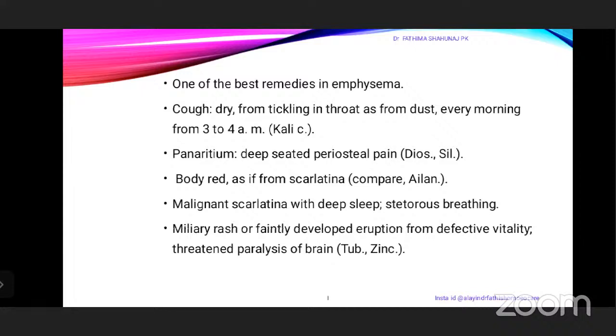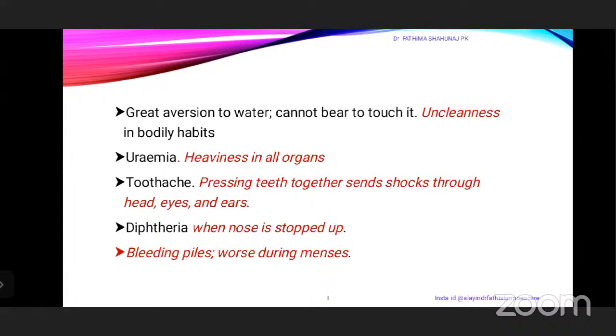And in Zincum metallicum, the eczema is especially in the anemic and neurotic, with itching of the thighs and in the hollows of the knee, and there is retrocession of eruption. And next, a few symptoms: a great aversion to water, cannot bear to touch it, and uncleanliness in bodily habit, uremia, heaviness in all organs, pressing teeth together, sense of shocks through head, eyes and ears, diphtheria when nose is stopped up, bleeding piles, worse during menses.